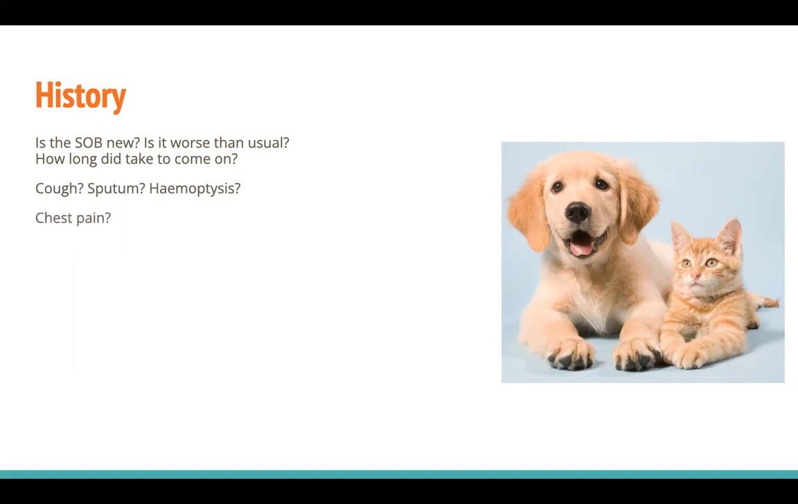Does the patient have any chest pain? Patients might complain of pleuritic chest pain when they take a deep breath or when they cough. They may also complain of having recent chest pain that was central and preceded the shortness of breath. Perhaps they've had a recent myocardial infarction.